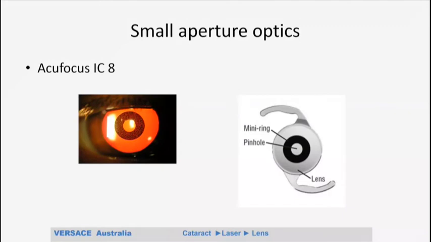So this is not a routine part of my practice, but certainly for a patient with a highly aberrated eye, an aberrated cornea, perhaps from previous poor quality refractive surgery, this is a nice option because it will reduce the impact of higher order aberrations by always limiting the pupil size.